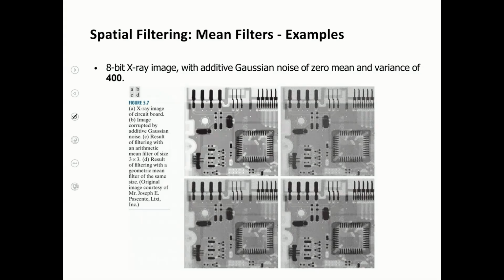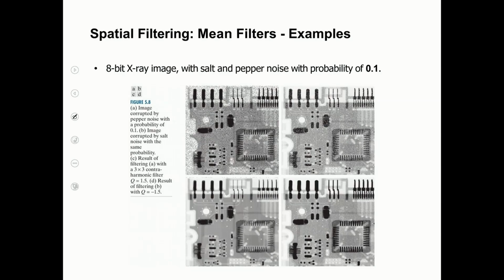So let's see some images. This is a simple image. We added Gaussian noise. I think this is the simple mean, the arithmetic mean. This is the geometric mean. You can see that the geometric mean is somehow better than the arithmetic mean in these areas. It's somehow better, but definitely if you use some quantitative analysis, it will be better explained.